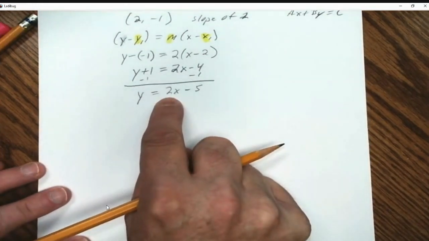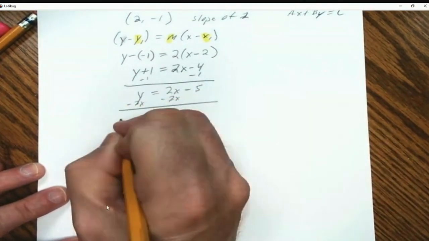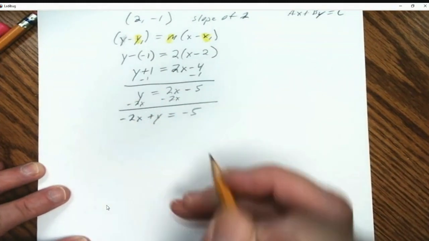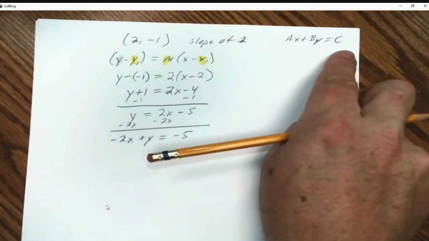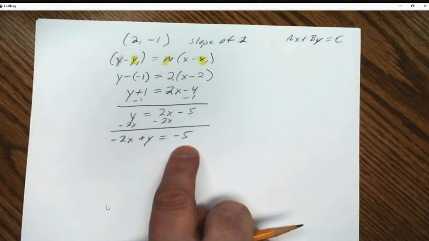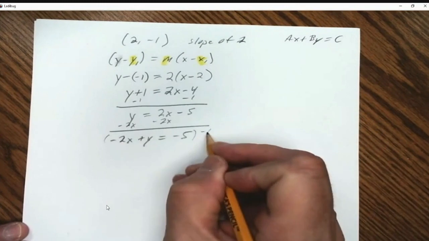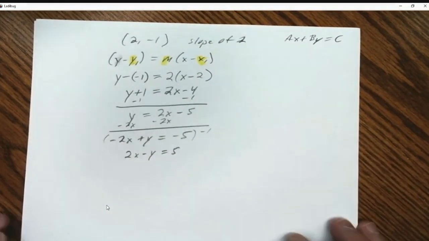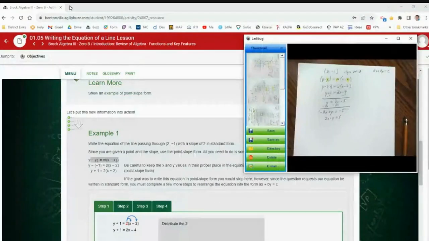We have the x on the other side. Subtract 2x. Subtract 2x. -2x plus y equals -5. Okay, that's standard form. The x and y are on one side, and everything else on the other side. If you don't like starting an equation with a negative, you could multiply everything by -1 and say this is 2x minus y equals 5. Is that the same line? Good question. Let's graph that. Does multiplying both sides by -1 change our line?